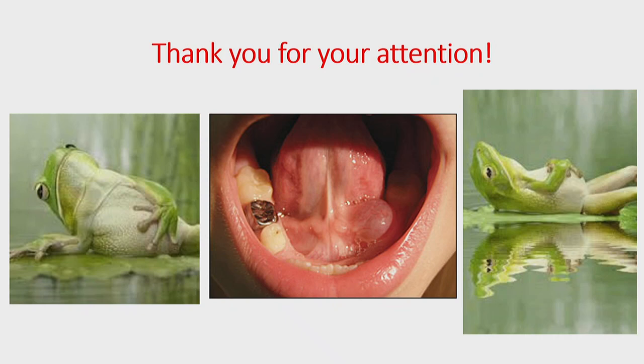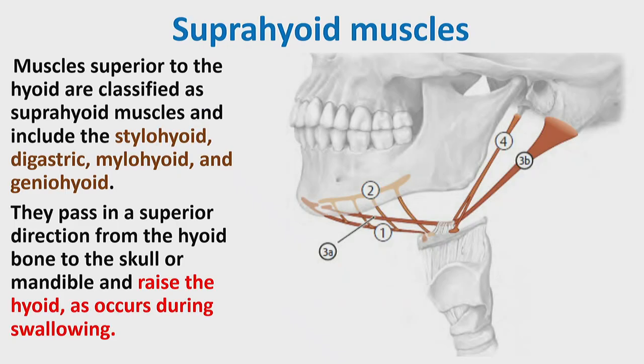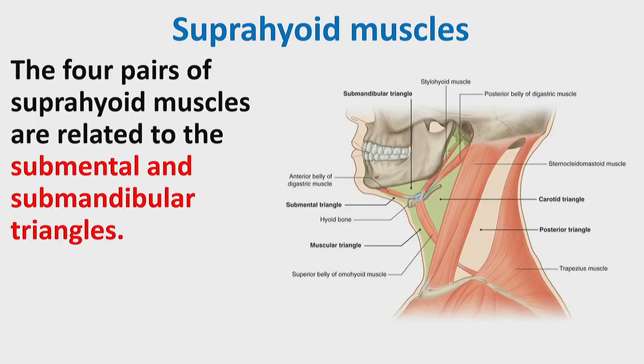So this is the first term, and then the following that we already discussed, most of them, the suprahyoid muscles. We said that generally they are the muscles above the hyoid bone, and there are 4 muscles: stylohyoid, anterior and posterior belly of the digastric, mylohyoid, and geniohyoid. The function is raising the hyoid bone during swallowing.